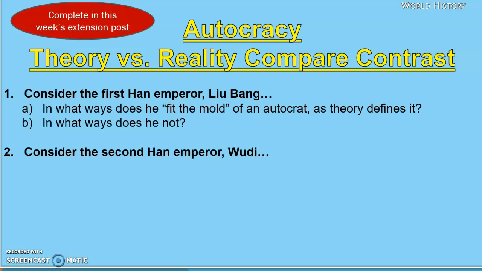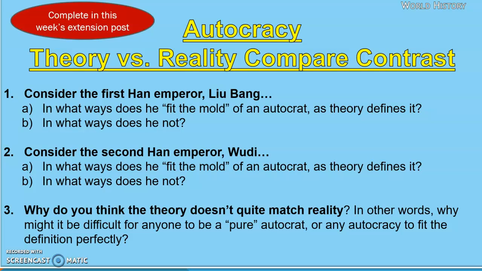Your goal now is to answer these 3 questions. You may need to go back to the slides to make sure you understand everything that we just went over. But I want you to consider the first Han Emperor Liu Bang. In what ways did he fit the mold of an autocrat, as theory defines it, and in what ways did he not? The second question goes for Wu Di. How did he fit the mold, and in what ways did he not?